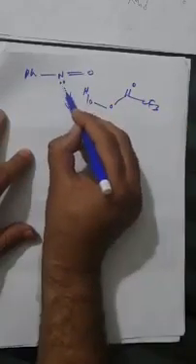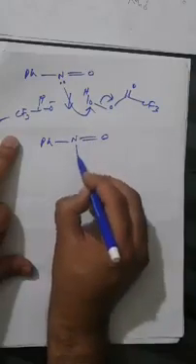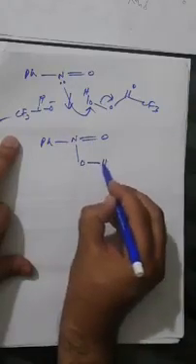Then what happens? It reacts with another molecule of trifluoroperoacetic acid. It attacks here and trifluoroacetate leaves. It makes a new bond with this hydroxyl group.